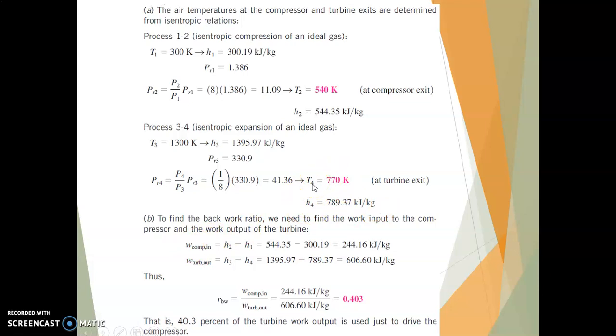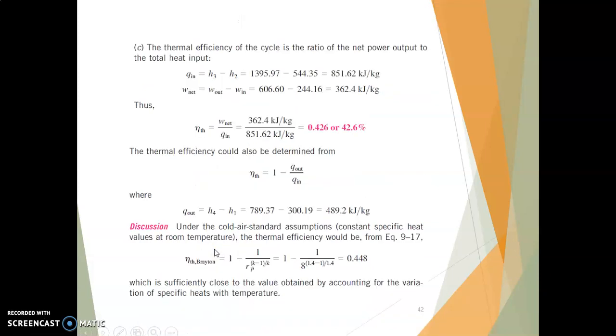The second part is where the question is looking for the back work ratio. So we need to calculate the work of the compressor in and the work of the turbine out. The work of the compressor in is related to the difference of the enthalpy, where the enthalpy we have already found from the tables, and the same thing with the turbine output. We can find the enthalpy of both of them. So by this, we can find the back work ratio.